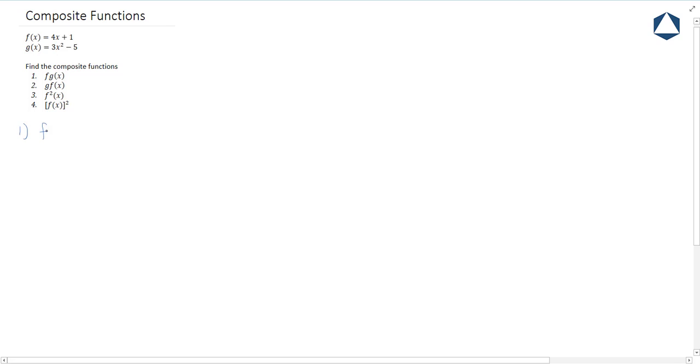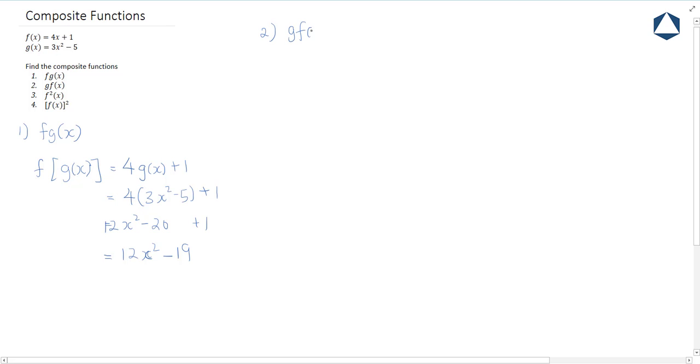if you are looking for the function of f g of x, in this case we will treat g as an input to the function f. So of course in this case function f is 4x plus 1, so this is 4 g of x plus 1, and of course g is equal to 3x squared minus 5, plus 1. Then if you expand the bracket, this is 12x squared minus 20 plus 1, and finally this is 12x to the power of 2 minus 19.